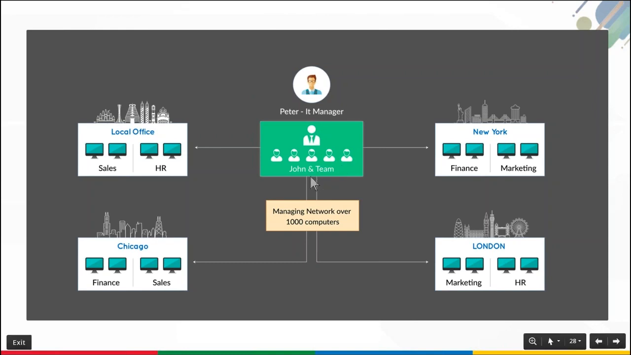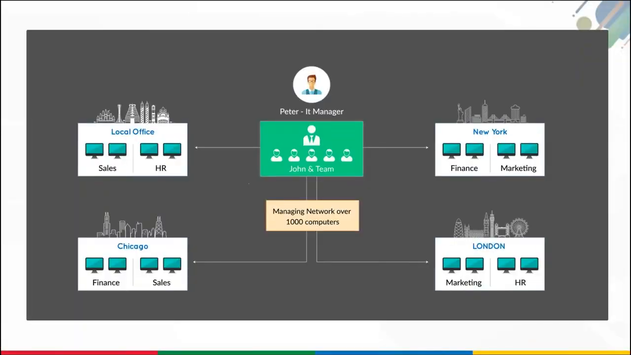And let's see how John and team are managing around 1,000 computers all over the globe. So these 1,000 computers are distributed across different locations, different countries, and there are different departments they are managing as well. So Peter has assigned a task to deploy software to all these computers as well as to specific departments. So let's see how John is going to use Desktop Central for software distribution in this case.